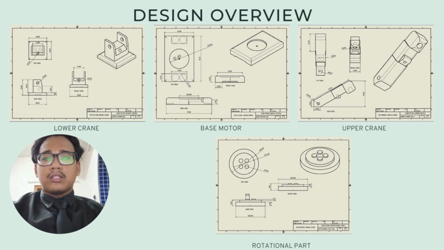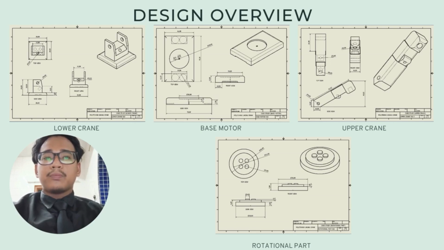Next is the rotational part. This component is circular in shape and placed between the base and the crane structure. Its main function is to allow rotation of the crane. The multiple holes on the top surface are designed for mounting and securing other components. This part is important because it enables directional movement of the crane.